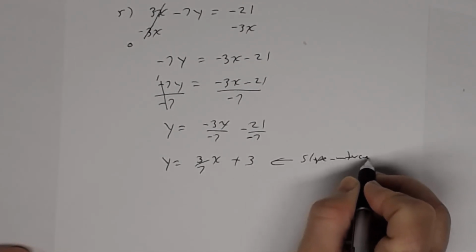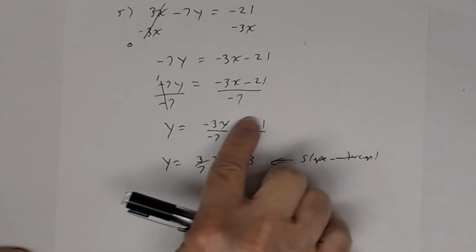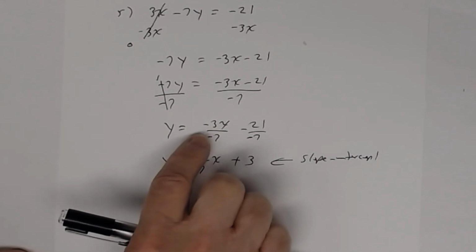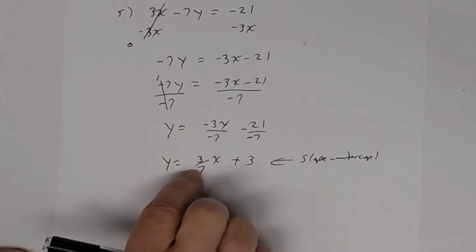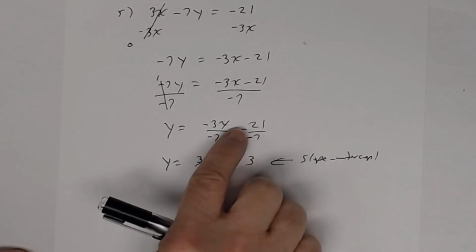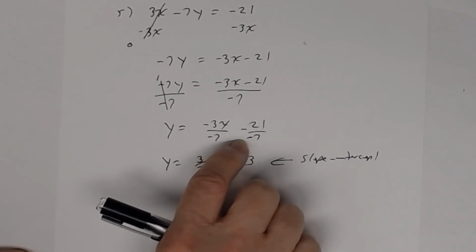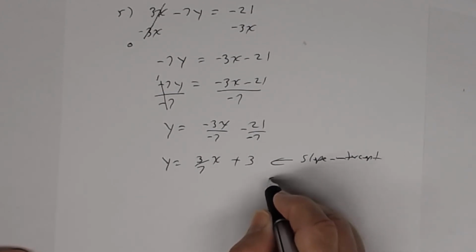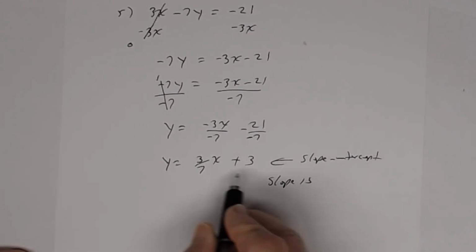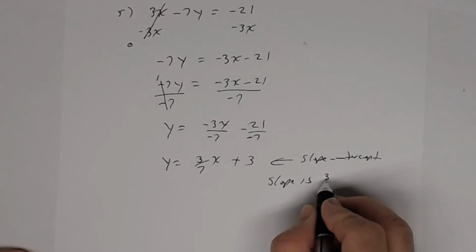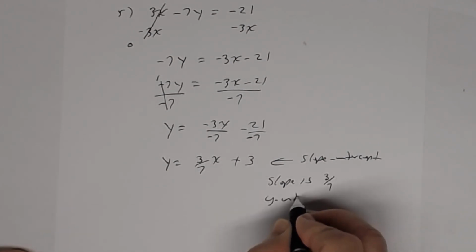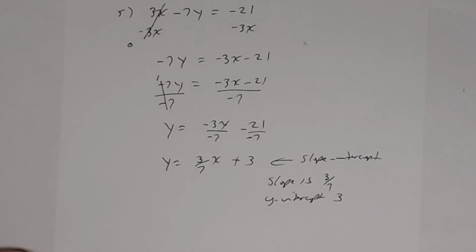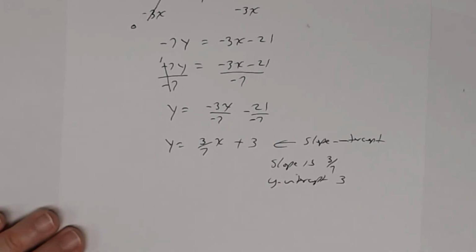Remember, you do have to go further. Do not leave it like this, because we expect you to know that a negative 3 divided by negative 7 is a positive 3/7, and that a negative 21 divided by negative 7 is a positive 3. So that's slope-intercept form. The slope is the coefficient of x, which is 3/7, and the y-intercept is positive 3. Okay? All right, let's look at another one.